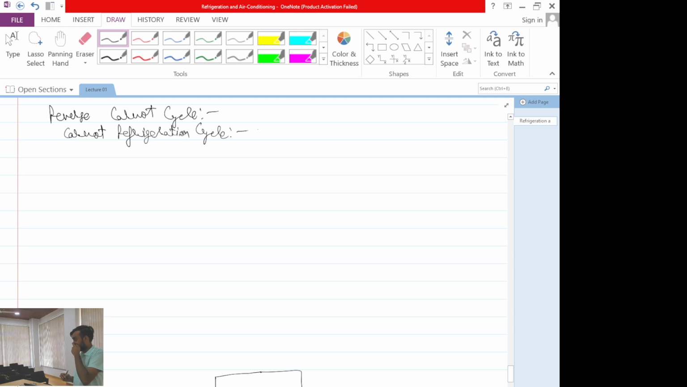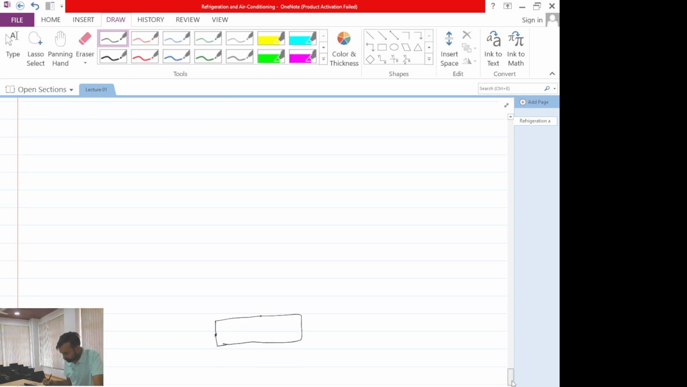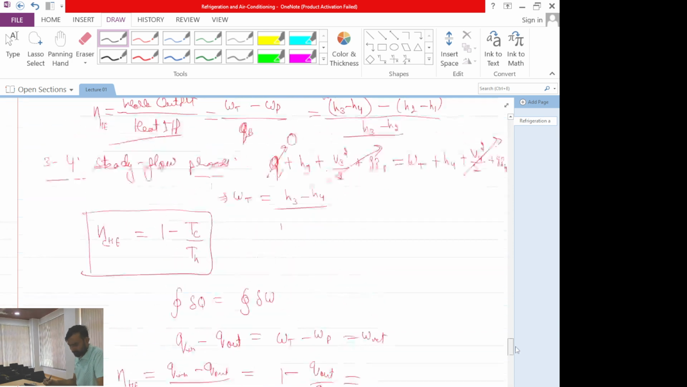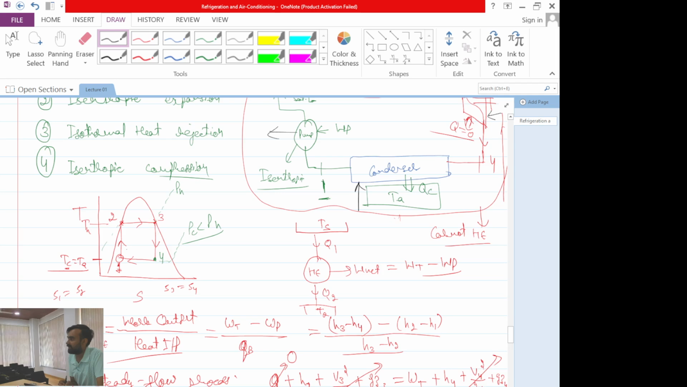All are clear? So this is a heat exchanger. Now in this heat exchanger, substance will be coming in a mixture state. Okay, it will be a mixture of liquid and vapor, because I need to follow the entire TS diagram, I just need to reverse the path.